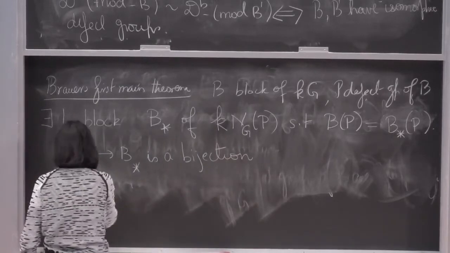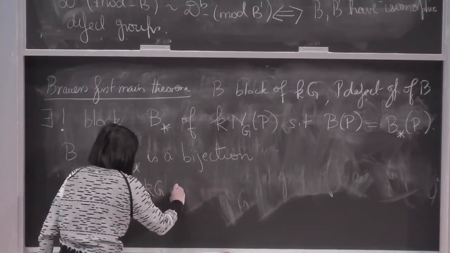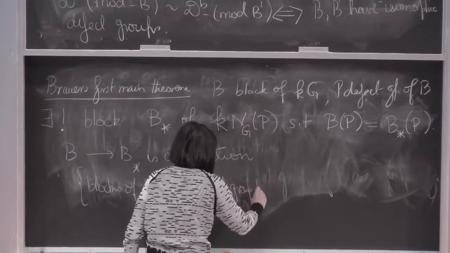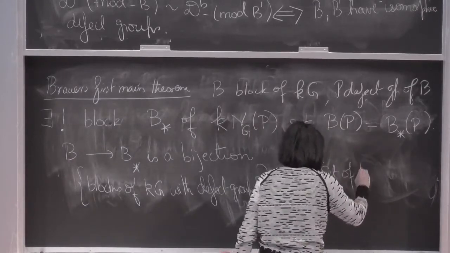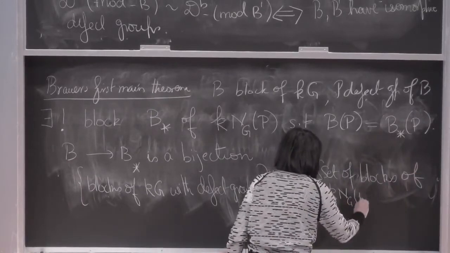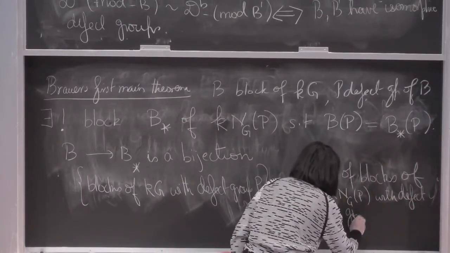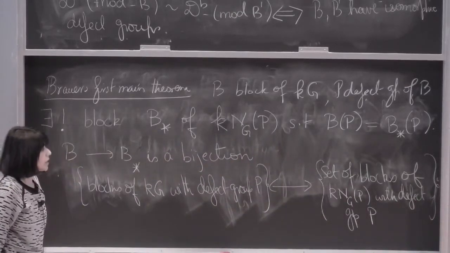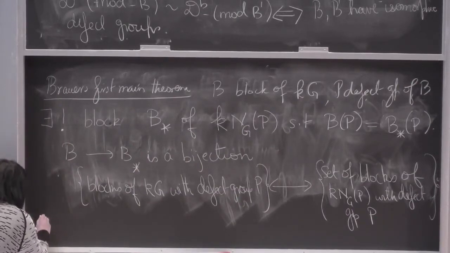between the set of blocks of kG with defect group P and the set of blocks of the normalizer in G of P with defect group P. And here, let me now put the conjecture.